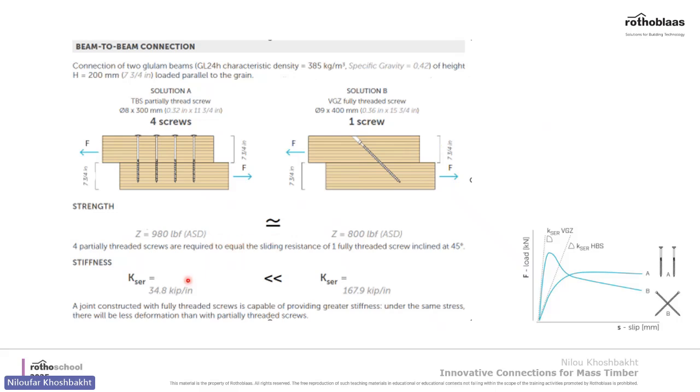But if you look at the stiffness of this system versus this system, the stiffness of this system is around 35 kips per inch. This one is almost 5 times more. Even if you look at this load displacement curve, this is for VGs fully threaded screw. You see it starts with higher stiffness, but for the partially threaded screws, we have lower stiffness. Neither of them is better or worse. It all depends on what we want in our design.